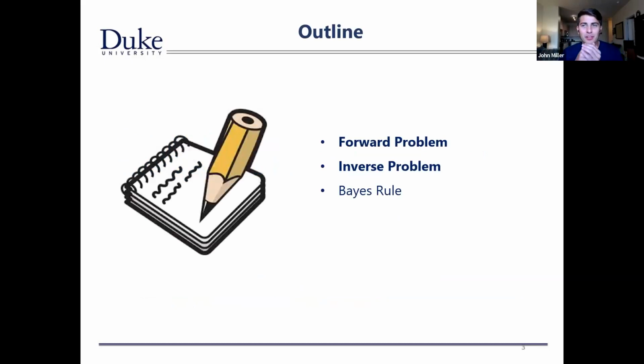So the first thing we're going to do here is introduce this whole paradigm of Bayesian statistics. We're going to talk about what a forward problem is, what an inverse problem is, and how we can use Bayes' rule to solve inverse problems, which is something we often care about.